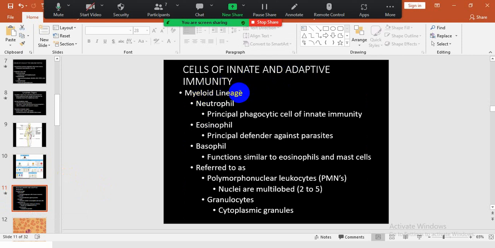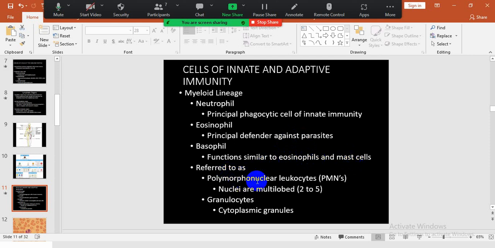So we have the myeloid lineage, which is the neutrophil. Their work is to what? Phagocytize, or they are phagocytic cells of the innate immunity. Eosinophil, principal defender against parasites. So malaria parasites and others will be fought by what? Eosinophil. But the neutrophil fights against bacterial infection. Then the basophil also fights against these malaria parasites and the rest. It works like the eosinophil and the mast cells.